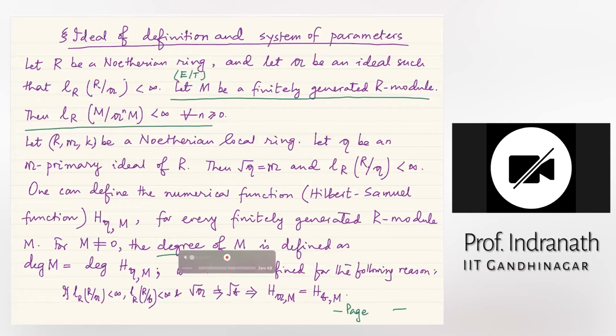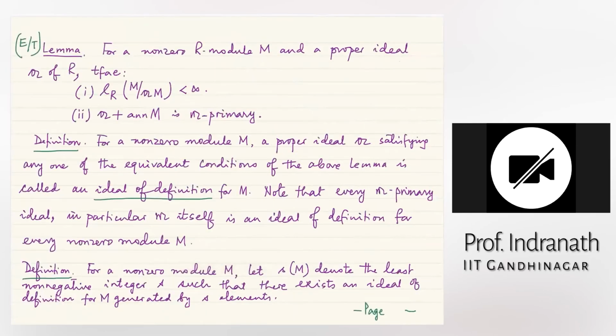So what we have, a quick lemma, once again I have put it under E stroke T, that for a non-zero module M and proper ideal A, the following statements are equivalent. You can prove it using the support. It's quite easy actually. So let us take it as an exercise stroke tutorial problem. Now, again, I'm completely following Professor Balwant Singh's notation, by the way. For a non-zero module M, the proper ideal A satisfying any one of these equivalent conditions, means either one or two, is called an ideal of definition for M.